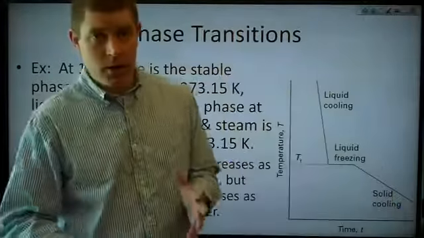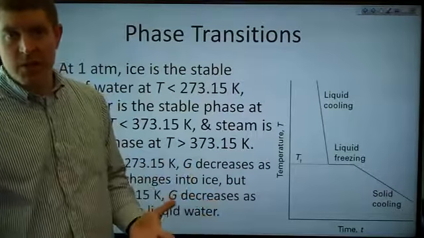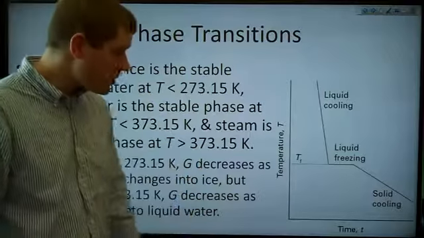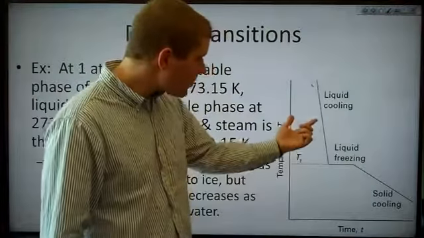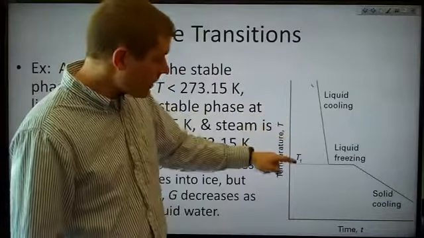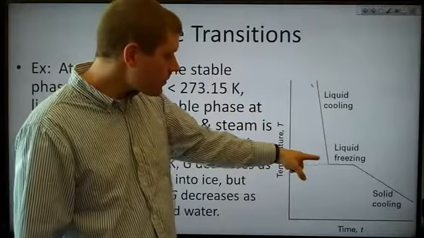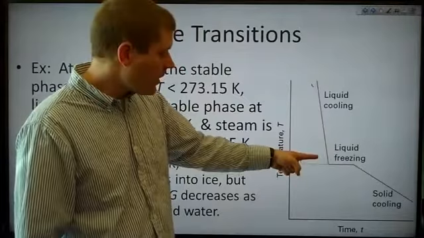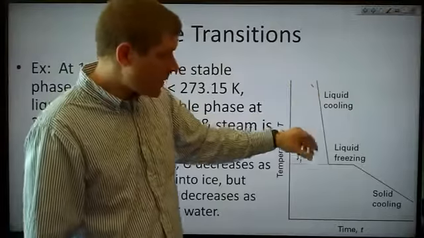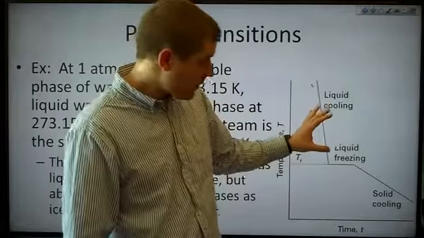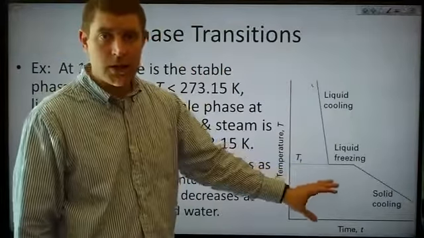Because whichever phase has the lower Gibbs energy, that's the phase that is stable under those conditions. So in this region, at these temperatures, so these are high temperatures, temperatures higher than the transition temperature, in this case the freezing or melting point, at temperatures up here, the Gibbs energy of the liquid is lower than the Gibbs energy for the solid.